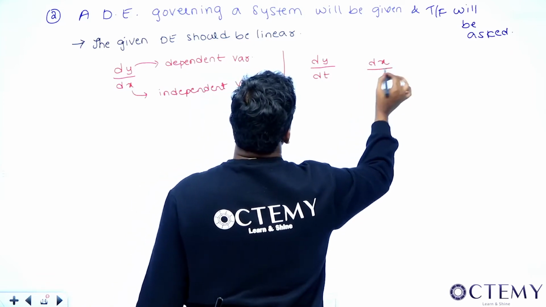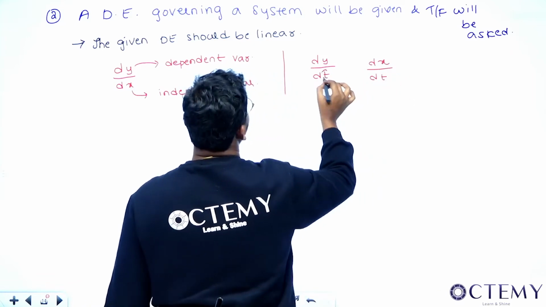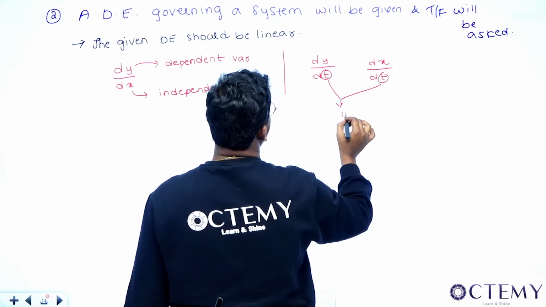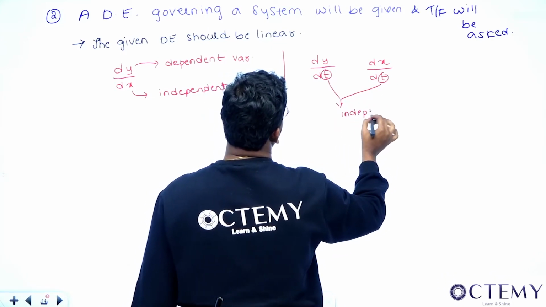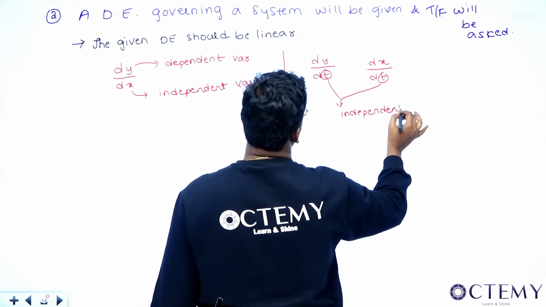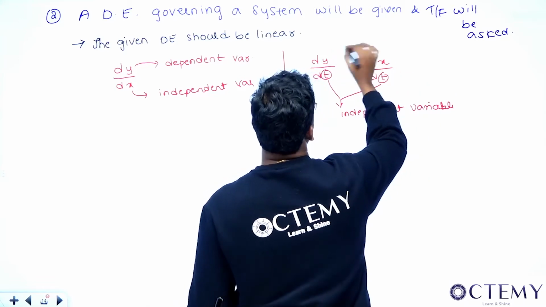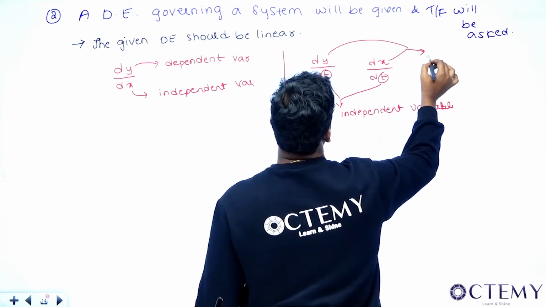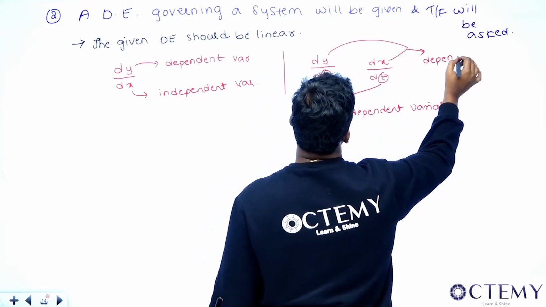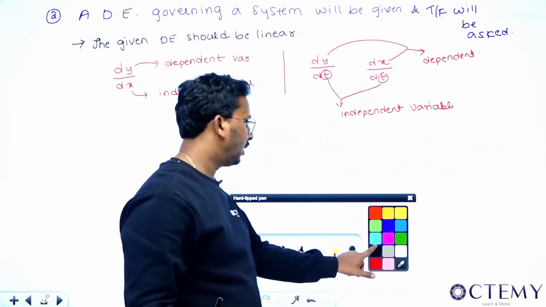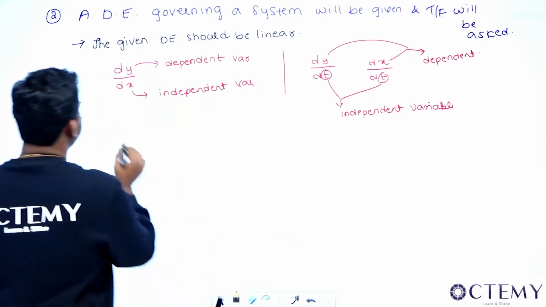Here, what is the meaning of t and t here? In both these cases, t is your independent variable. And how will be your y and x? They will become dependents. Right? Now let me write the definition of a linear DE.